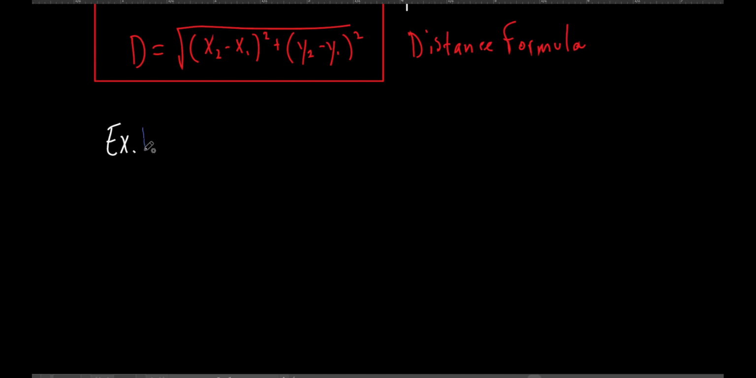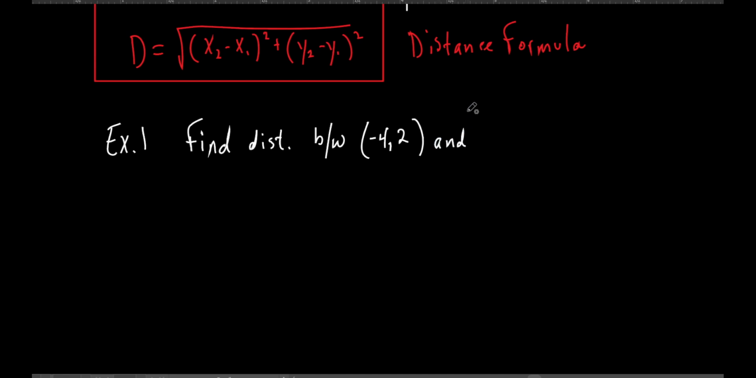Okay, example 1. Find the distance. Now, they're not going to give you a graph or anything, but they are going to tell you 2 points. Find the distance, I'll just shorten that, between, that's my shortened version of between, is that all right? (-4, 2) and (1, 7). All right, so there you go.